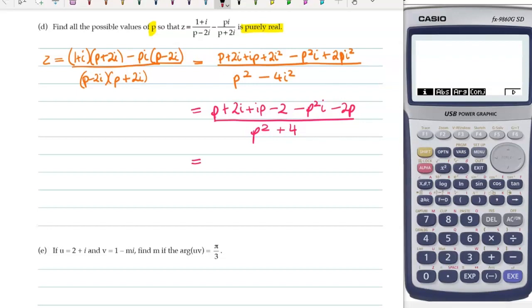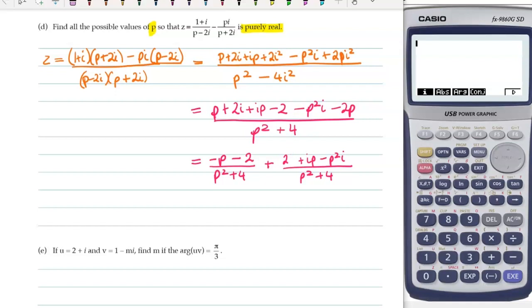Now collecting up the real and imaginary parts, the real parts we've got p minus 2p, so we have a minus p, we've got a minus 2 all over p squared plus 4. Then the imaginary parts we have are the 2i, the ip, and the minus p squared i, again over p squared plus 4.